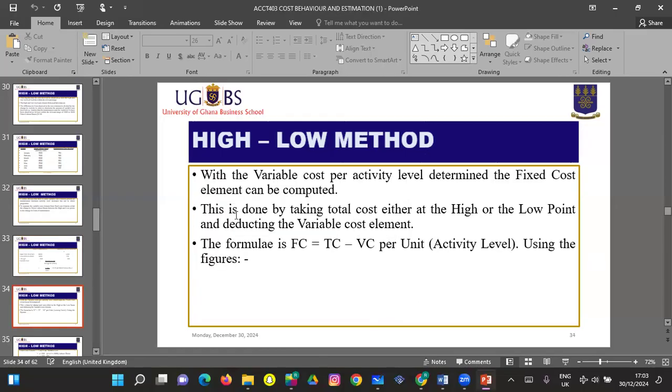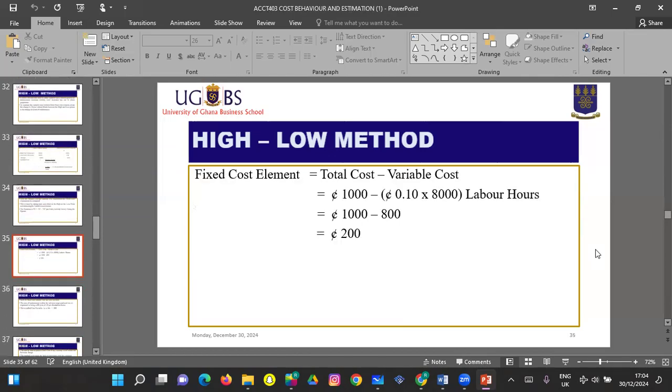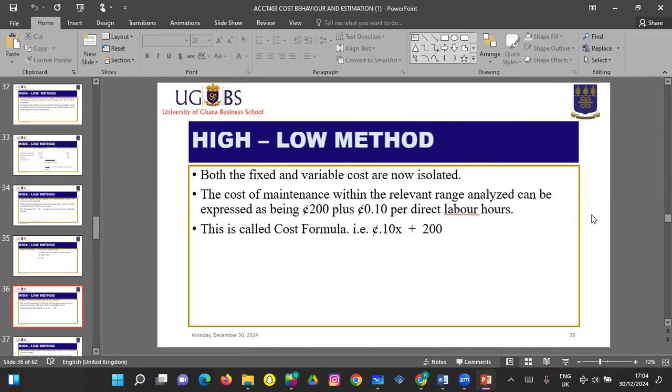Right. So now we use the same formula to differentiate them. Total variable cost is total cost minus fixed cost, as it is here. So now the cost has been separated. This becomes our fixed cost, and then our variable cost will be this 800. So both the fixed and variable costs are now isolated. The cost of maintenance within the relevant range analyzed can be expressed as being 200 plus 0.1, or 10 pesos, per direct labor hour.